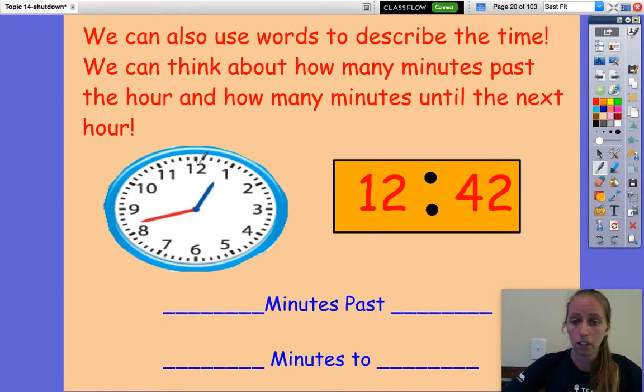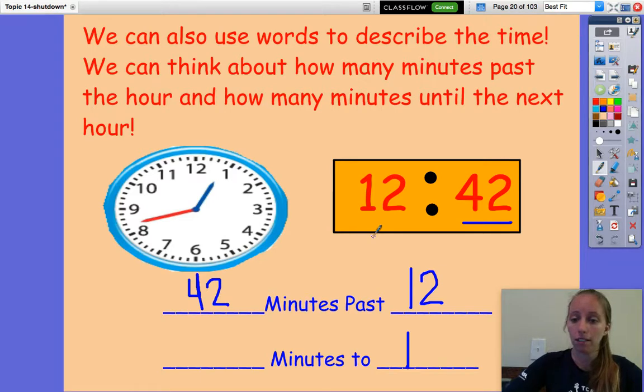Now, just like before, we're going to use words to describe the time. Okay, so here's the time. It is 12:42. So how many minutes passed? It's past the hour of 12, right? And how many minutes until the next hour? It's past 12. We know the next hour is 1, so you could fill it out like this. How many minutes passed? We have it right here. We don't have to think about it. 42 minutes past 12.